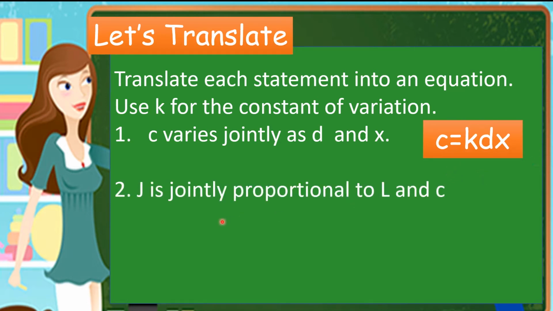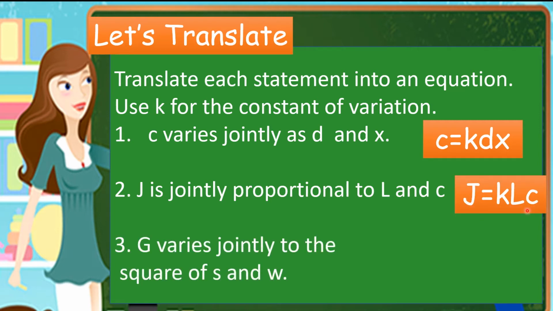Then, number 2, J is jointly proportional to L and C. So, our equation is J is equal to kLC. Then, we have G varies jointly to the square of S and W. So, what do you think is our equation? So, we have G is equal to kS squared W.